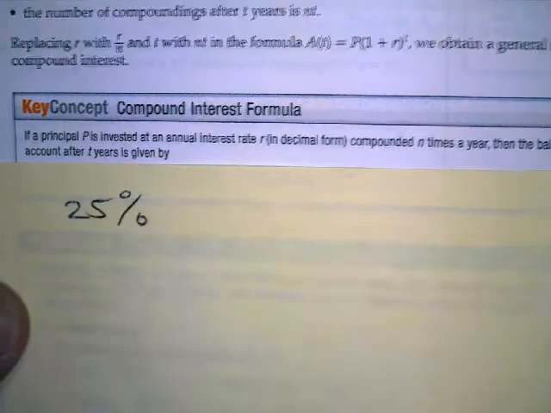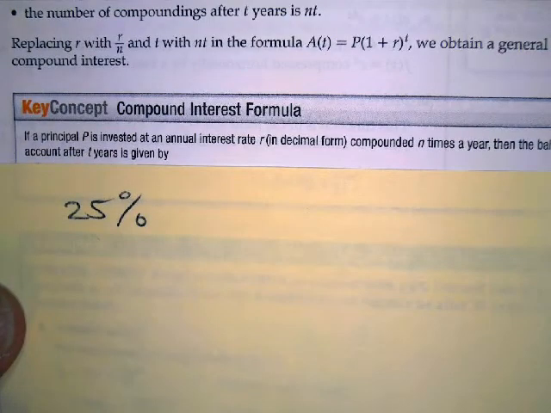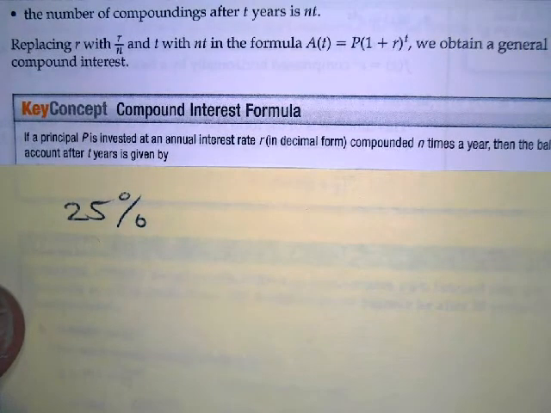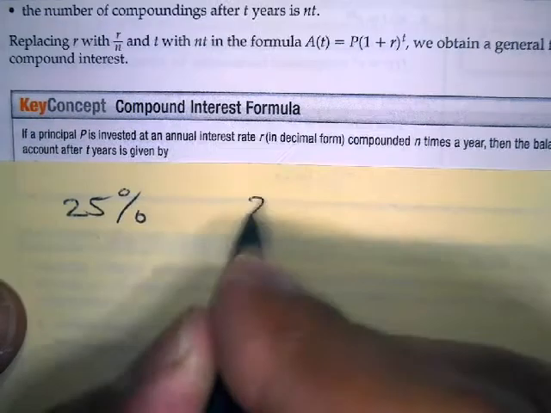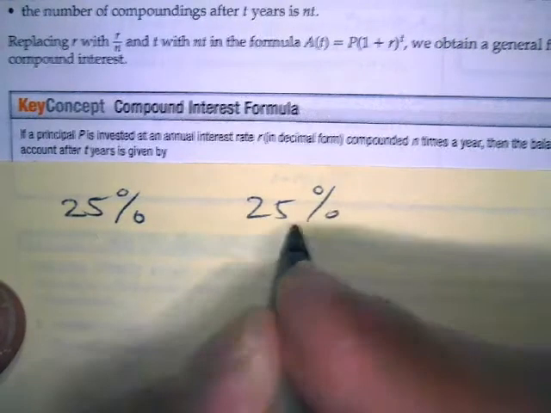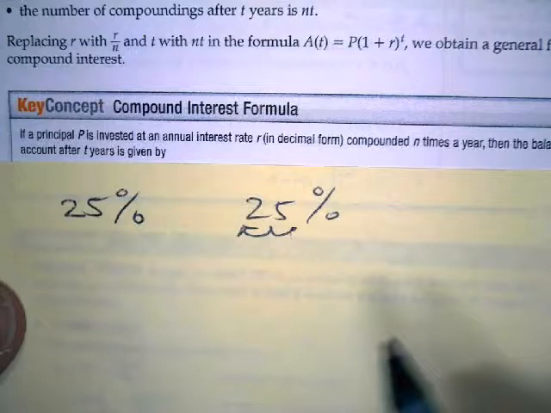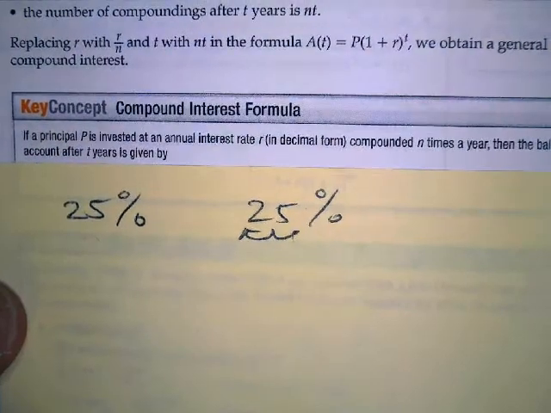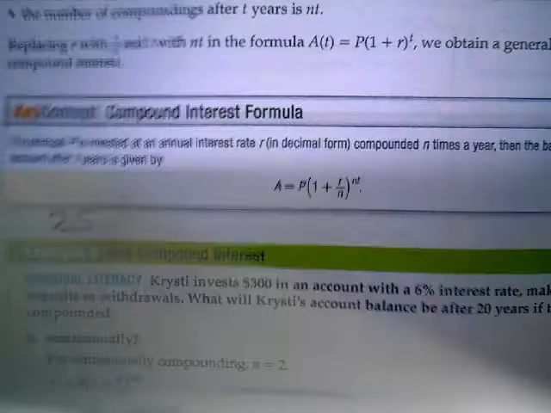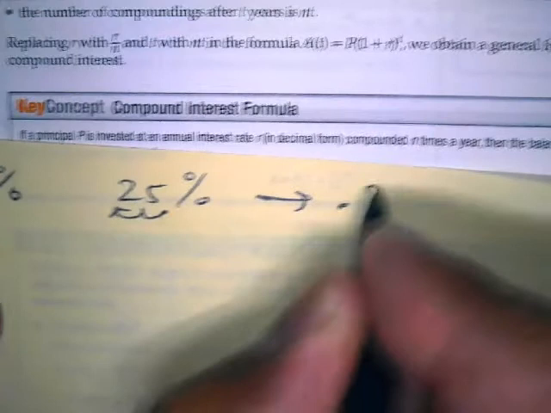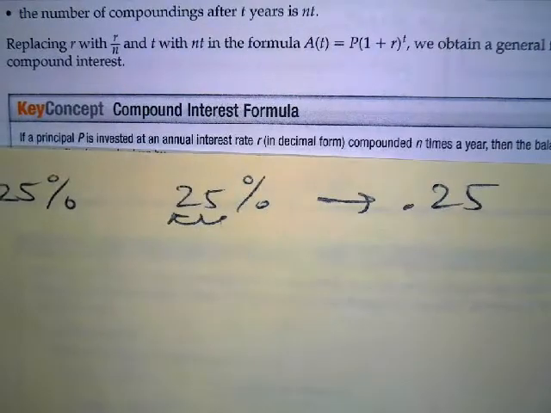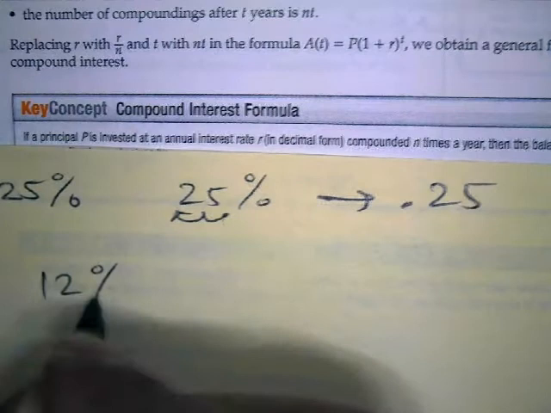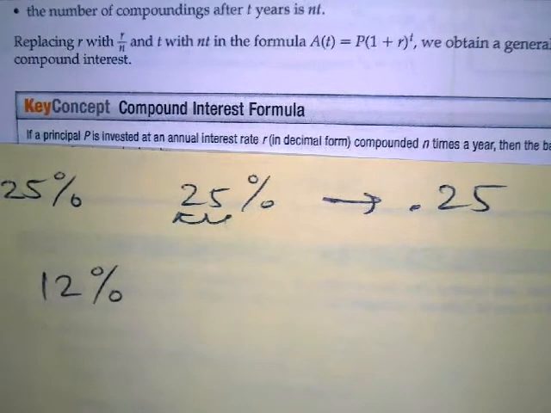So let's say I have 25%, right? If the problem says it's 25% or whatever, then how do you change that to the decimal form? Remember 25%, well, the decimal is here. You've got to move it back twice to the left. So that in decimal form would be what? 0.25. Yeah? How about if it's 12%?